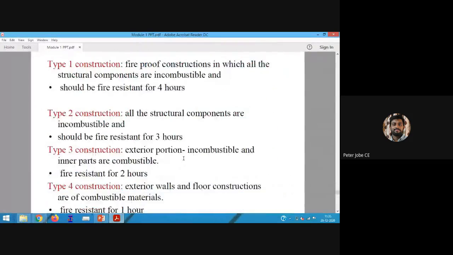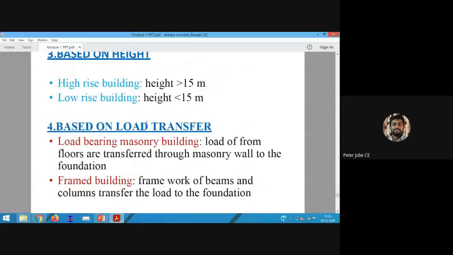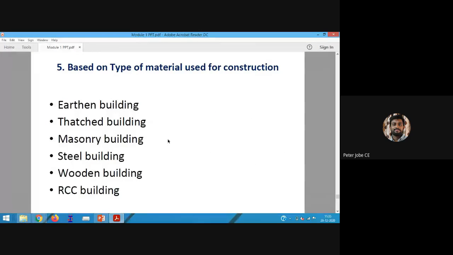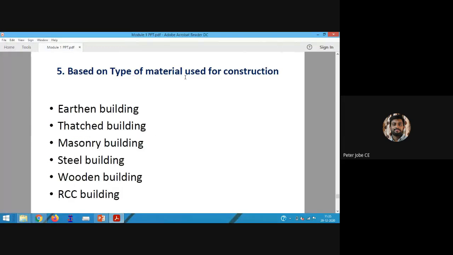So our fourth classification was based on the load transfer. And next, the fifth classification is based on the type of material used for the construction. There are different materials that can be used for the construction of a building, and you can see the classification based on the material used. First is the earthen building, next is the thatched building, masonry building, steel building, wooden building, and RCC building.